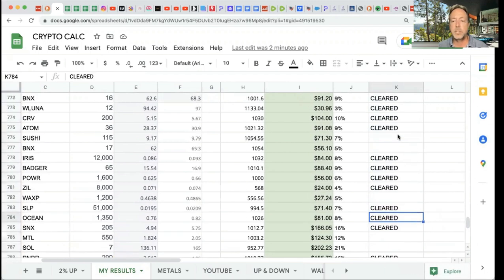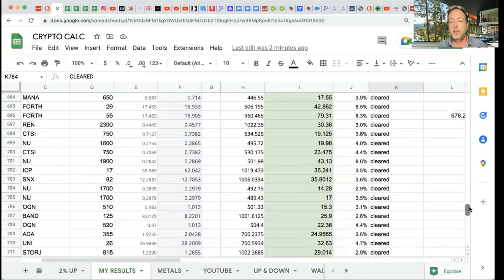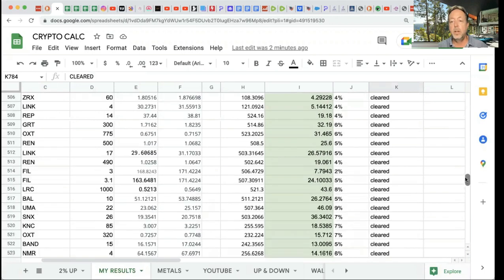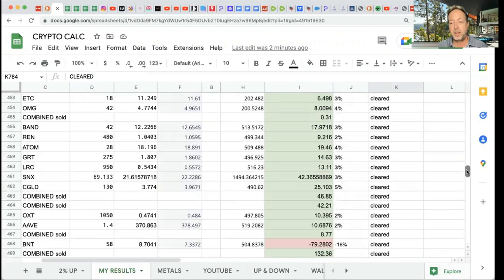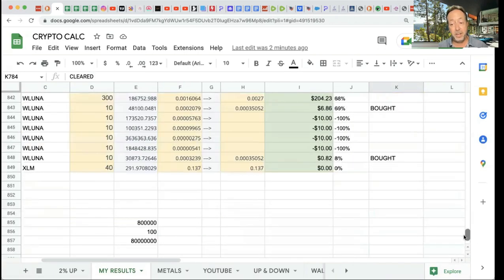Cleared. And what happens is once they start coming back around, it's clearing. And let me show you guys. Look, cleared, cleared, cleared. These are some of the ones that I had stop losses on. I don't do stop losses anymore, although I am doing stop losses on stocks right now. And I'm testing it out on my paper trading account, and it's working pretty good.